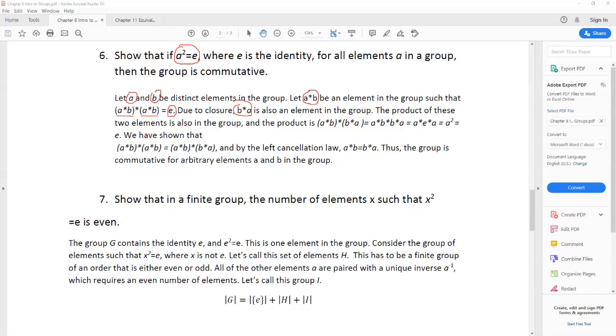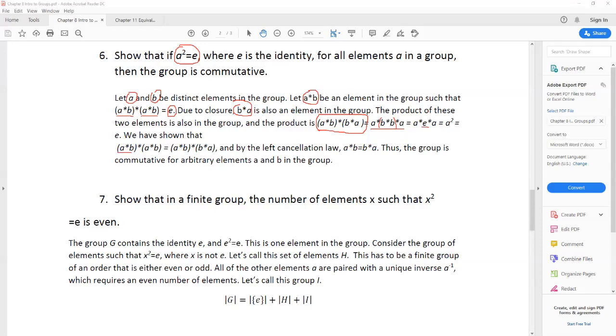If A star B and B star A are elements in the group, then also due to closure, A star B star A should be in the group. Since all groups have associativity, I can remove the parentheses here, and that would give us this look. And remember that B star B would have to equal E. And finally, the remaining A's, if they operate together, you get A squared, which is equal to E. That gives us this fact.